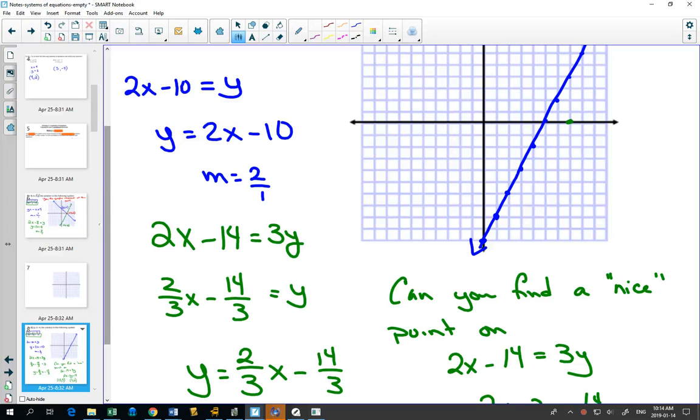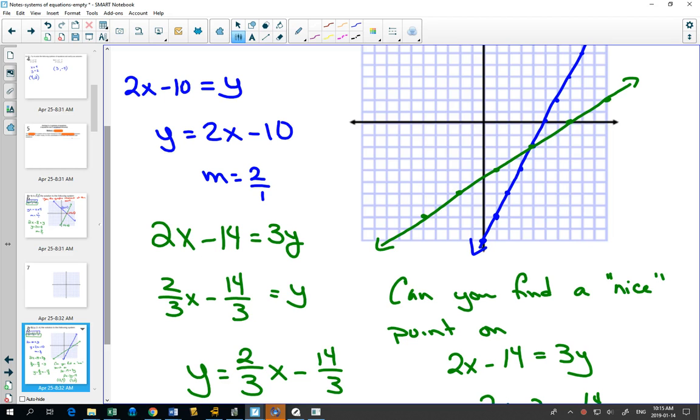What was my slope? 2 over 3. Is that a positive slope or a negative slope? Positive. So I could go up 2 over 3, or I could go down 2 over 3, down 2 over 3, down 2 over 3. My slope is positive, so it needs to go up from left to right.